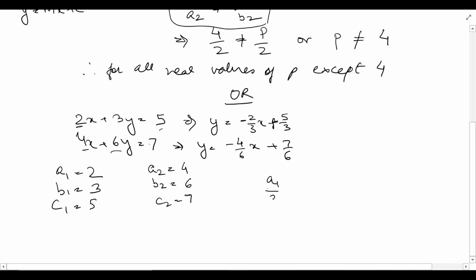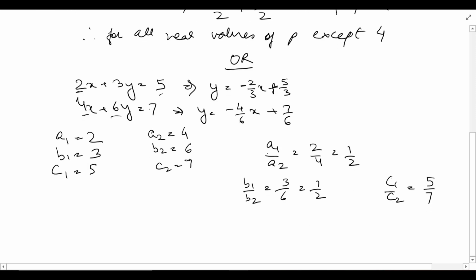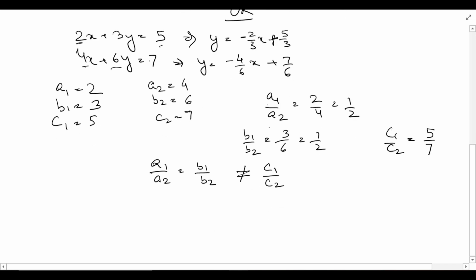Let's see what A1 by A2 is. It's equal to 2 by 4, which is 1 by 2. B1 by B2 is equal to 3 by 6, which is equal to 1 by 2, and C1 by C2 is equal to 5 by 7. So here we see that A1 by A2 is equal to B1 by B2, but these are not equal to C1 by C2. Therefore, we can say that the lines are parallel.